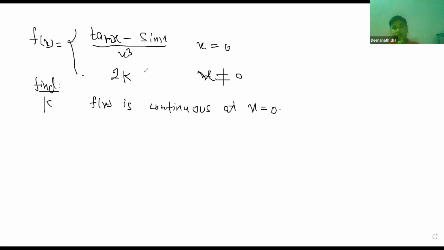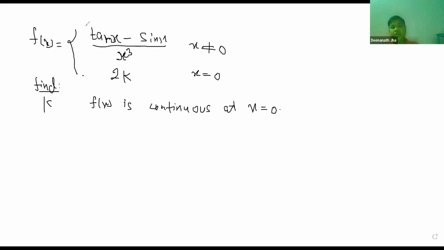The question is f(x) equal to 10x minus sin x by x cube when x is not equal to 0, and 2k when x is equal to 0. I am correcting this question: this is x not equal to 0 and this is x equal to 0. Right now, x not equal to 0 for the question.